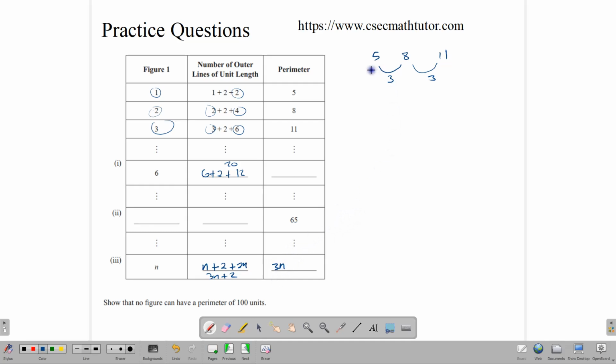Now, to find the other part of our formula, we need to go back one step. So let's go back 1 and subtract 3. 5 take away 3 would end up with 2. So the formula would be 3n plus 2. But here we had it already, 3n plus 2.